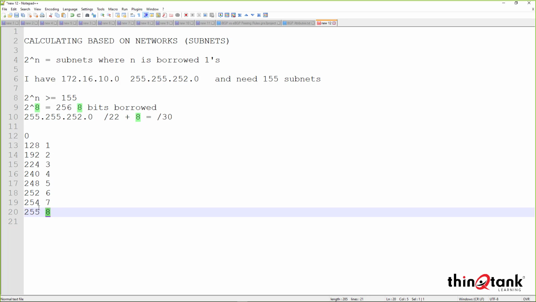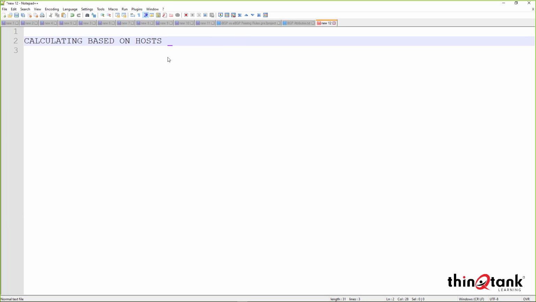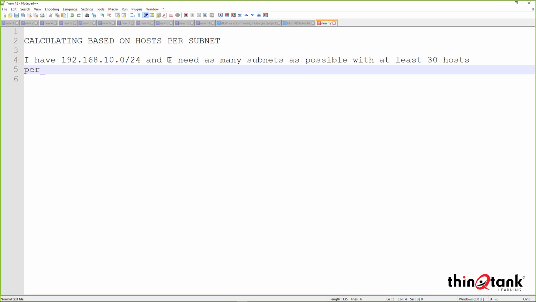What if I said, I don't want to calculate based on the number of networks, I want to calculate based on the number of hosts per subnet. So let's say I have 192.168.10.0/24, and I need as many subnets as possible with at least 30 hosts per subnet. So now I'm calculating based on the number of hosts, not based on the number of subnets.